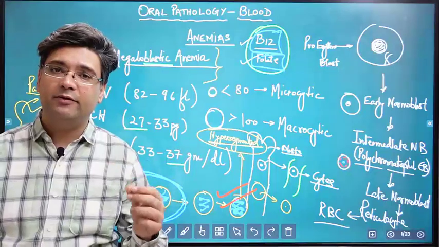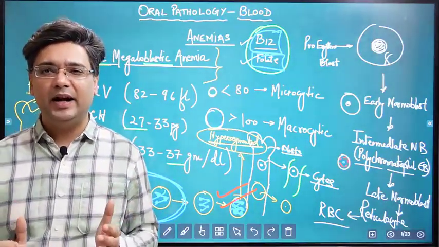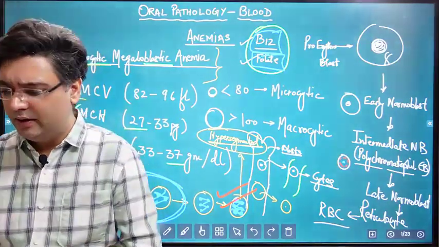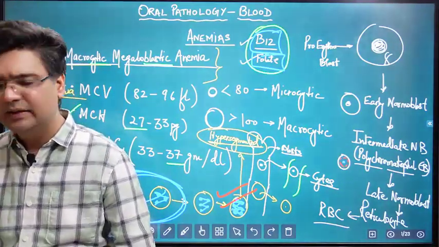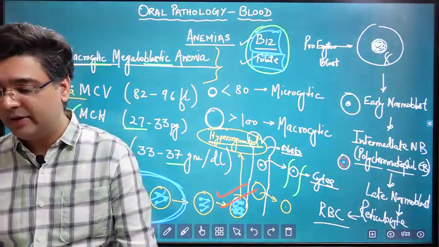and B12 and folate are not present for the replication of DNA and cellular growth, and somehow you find that the GIT is also not developing properly, and it is affected because those cells of the GIT were rapidly proliferating.